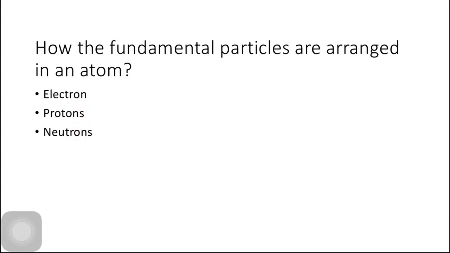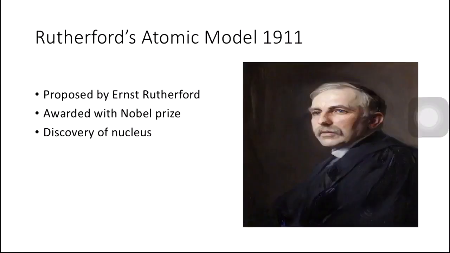Once the scientists accepted that an atom can be further divided, they started experiments to know how these subatomic particles are arranged in an atom. After experimentation, they proposed different atomic models, and one of those atomic models is the Rutherford atomic model, which was proposed by Ernest Rutherford in 1911. He wanted to know how electrons, protons and neutrons are arranged inside an atom. He was also awarded the Nobel Prize due to his discovery of the nucleus inside an atom.